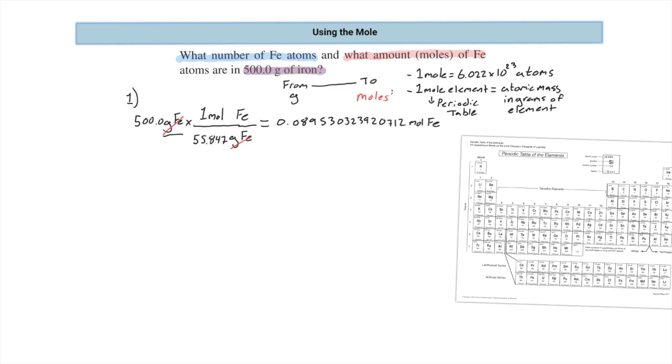Right? How many sig figs should my answer have? Well, I have 4 sig figs here, 5 here, so I'm going to go with 4. 1, 2, 3, 4, and my number would stay the same. So my final answer for part 1, if I write it in expanded notation, is 0.08953 moles of iron. So that's how we do the problem.